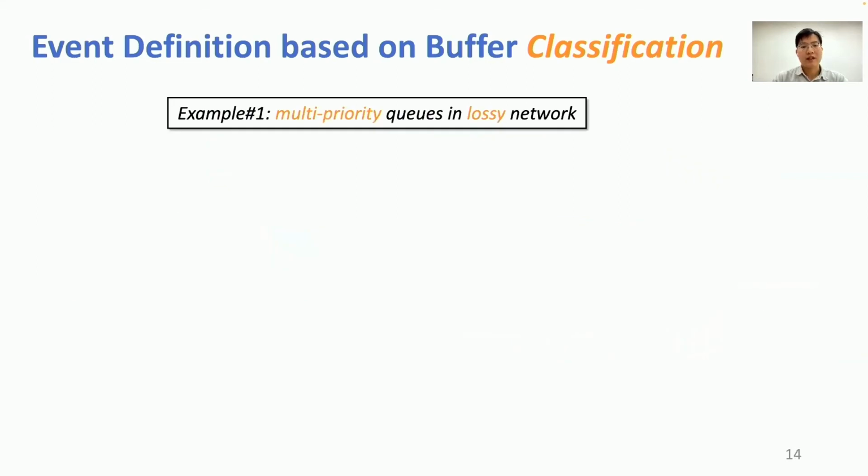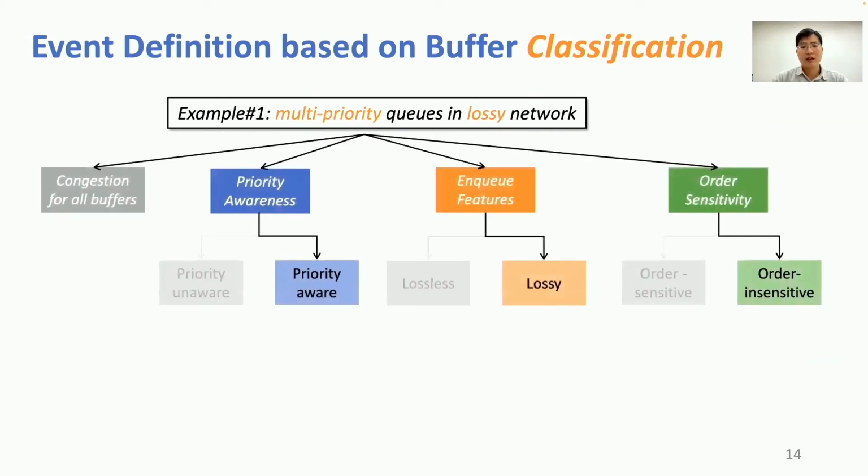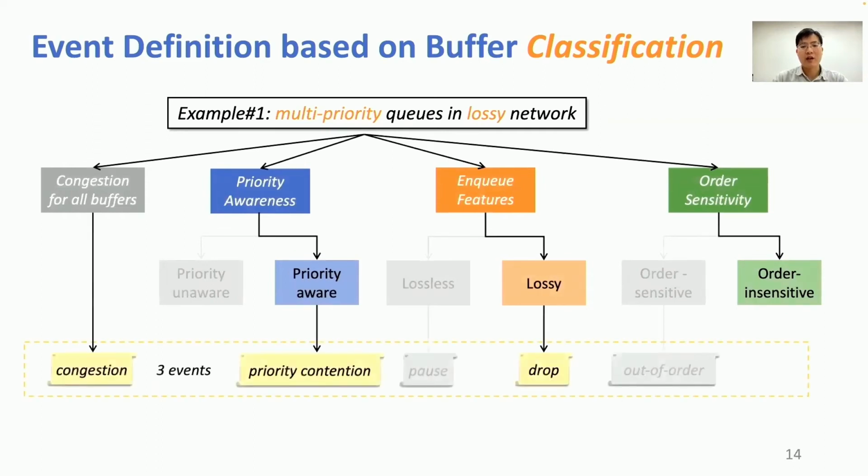First example is a switch buffer with multiple priority queues in lossy network. It is priority aware, lossy, and order insensitive. So it may encounter priority contention, drop, and congestion events.